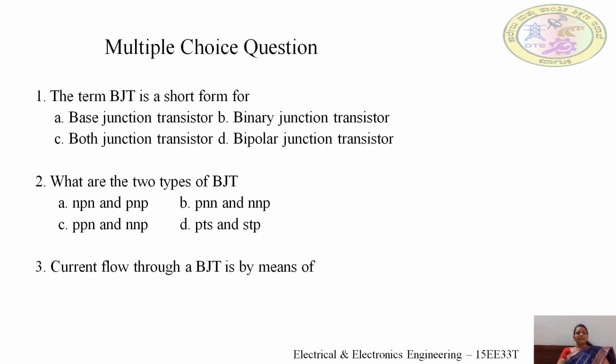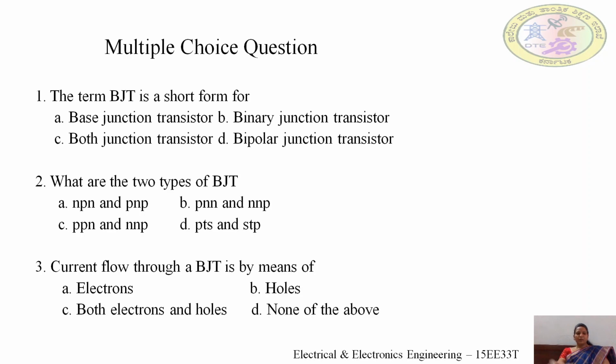Current flow through a BJT is by means of ಅಂದ್ರೆ BJT ನಲ್ಲಿ ಒಂದು ಟ್ರಾನ್ಸಿಸ್ಟರ್ ನಲ್ಲಿ ಕರೆಂಟ್ ಫ್ಲೋ ಯಾವುದರಿಂದ ಉಂಟಾಗ್ತಾ ಇದೆ. So the current flow through a BJT is by means of both holes and electrons. So let's look into the options available. We have the very first option as electrons, the second one holes, third one both electrons and holes, fourth one none of the above. The right answer is both electrons and holes. Conduction takes place with the help of electrons and holes as well, and hence bipolar.